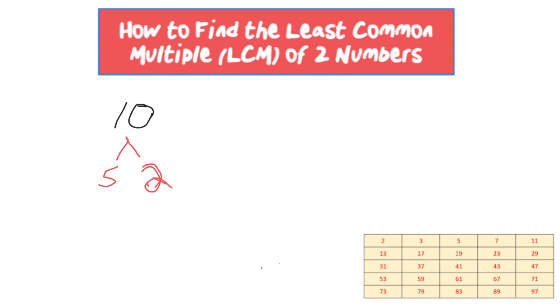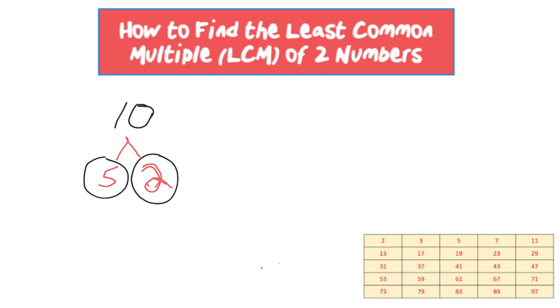And so now I ask myself, are these prime numbers? And so I can look back at our prime numbers chart over here, and I see that 2 is a prime number. It can't be broken down any further. And I see that 5 is a prime number that can't be broken down any further. And so what we have here is a prime number 5, and we have prime number 2. And so we took 10 and we broke it down to its prime factors, 5 and 2.